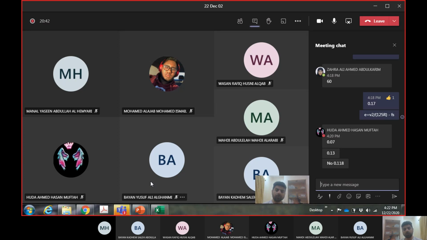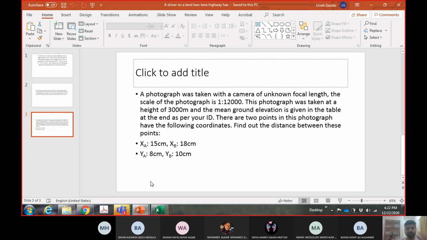Now, I will move to the question for quiz 2. In quiz 2, I gave you different values according to ID. So I will just solve for one value and the remaining is up to you. You can try your own values and solve it. The first question in quiz 2 was for photogrammetry.